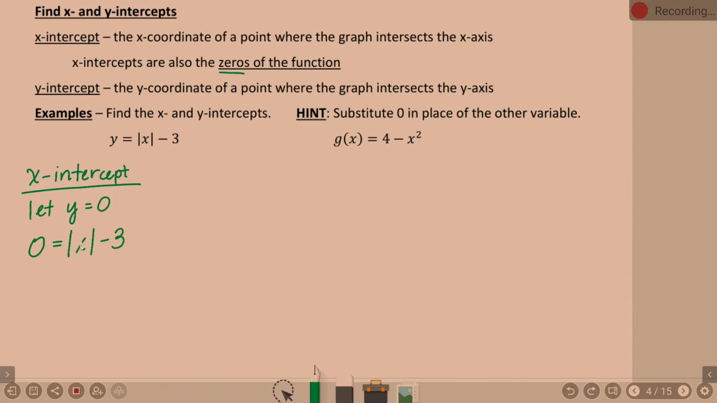Okay. Basic equation solving skills. How do we solve for x? Add 3 to both sides. Does this sound familiar? If you're trying to get the x by itself, if it's minus 3, officially we're going to add 3. So then we end up with 3 equals the absolute value of x. Now, what I'm going to ask you to think about. What are my answers?